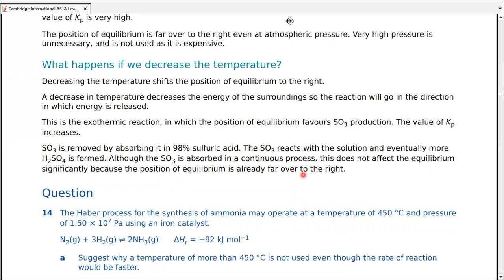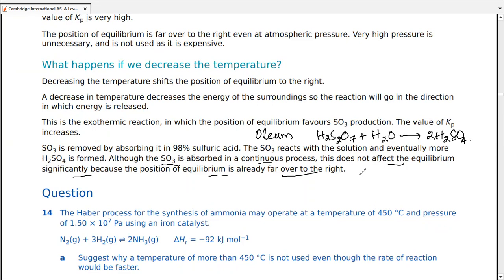How do we do it? And that was, yeah, oleum. Thank you for the tip. Yeah, that is oleum, and oleum has a formula of H2S2O7, and mixing it with pure water eventually produces double the amount of sulfuric acid. So that's why in a continuous process, SO3 is absorbed in H2SO4. This does not affect the equilibrium significantly, because the position of equilibrium is already far over to the right. So yeah, we keep taking out the product all the time.